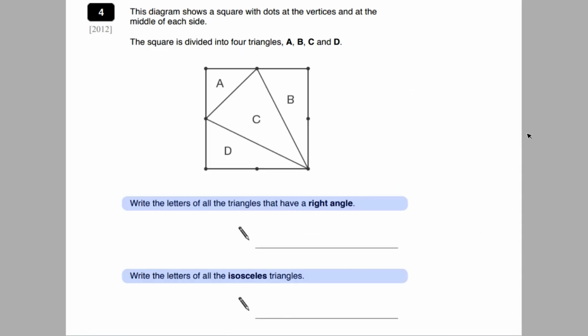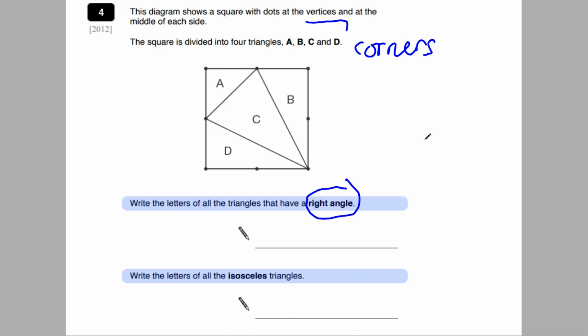Okay, another question about triangles. The diagram shows a square with dots at the vertices and the middle of each side. Now, vertices is another mathematical term you would need to know. It just means corners, okay? The square is divided into 4 triangles. So we've got A, B, C, and D. Write the letters of all the triangles that have a right angle.